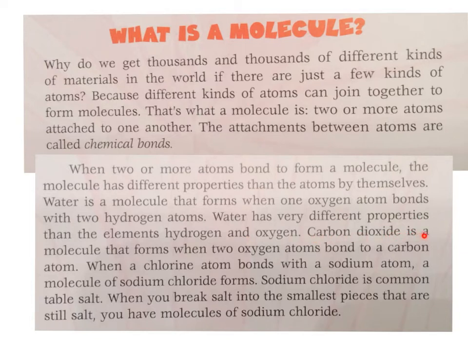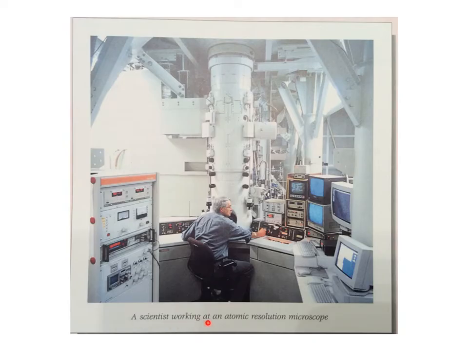Carbon dioxide is a molecule that forms when 2 oxygen atoms bond to a carbon atom. When a chlorine atom bonds with a sodium atom, a molecule of sodium chloride forms. Sodium chloride is common table salt. When you break salt into the smallest pieces that are still salt, you have molecules of sodium chloride. A scientist working on an atomic resolution microscope.